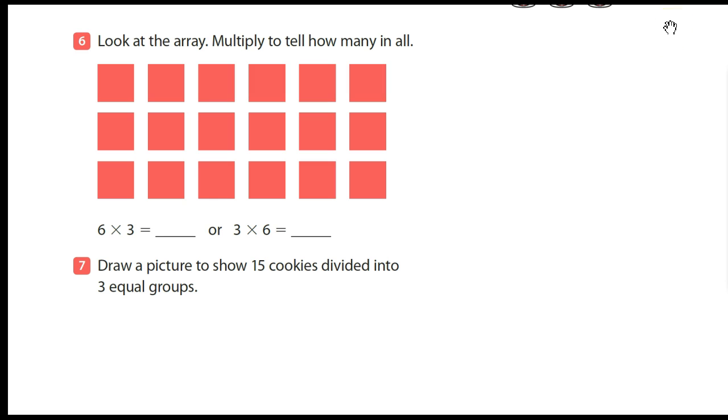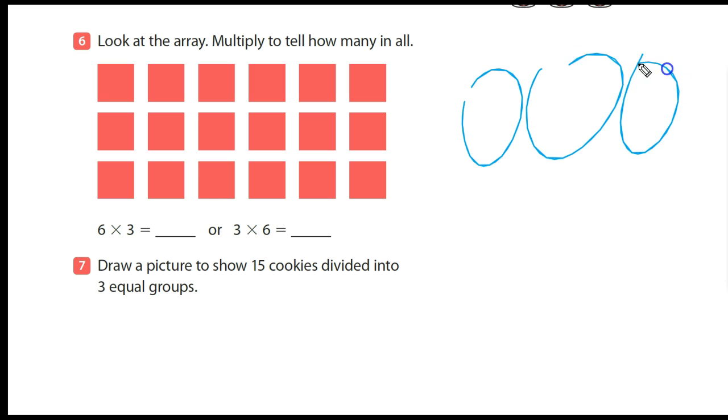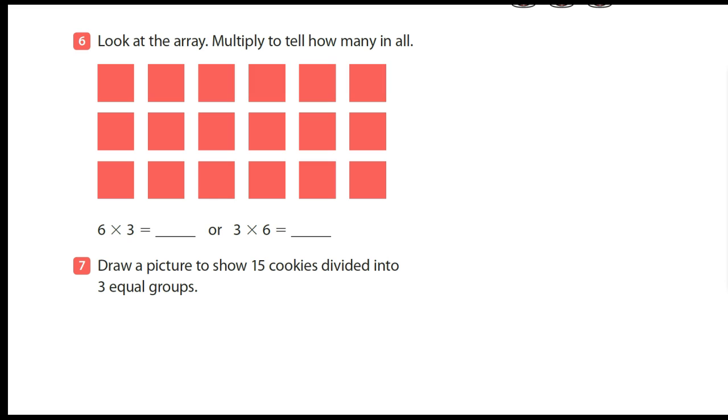What's this called? An array. So Friday on your test, when it says to make an array, and you do this, that is going to be wrong. Okay? You're right. These are groups. It says, look at the array below. Multiply to tell how many in all. Well, at least they give you 2 options, right?